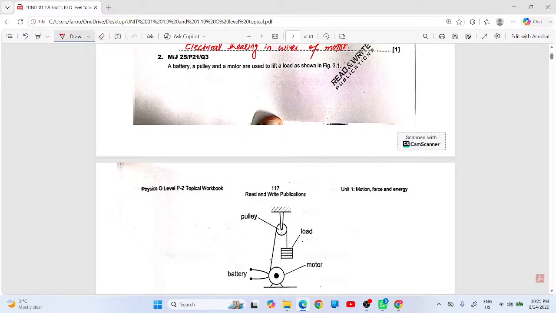ये हमने शायद पहले भी पेपर किया हुआ. अच्छा, I don't remember.